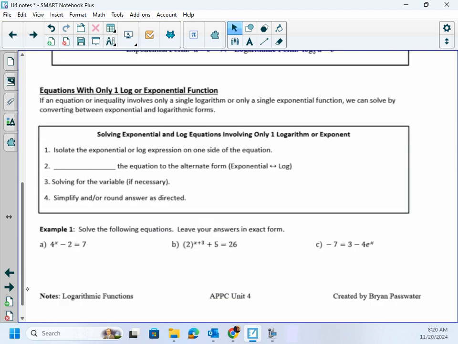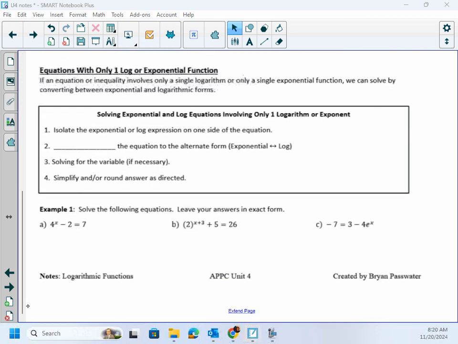Alright. So we're going to talk about solving. Today is all about solving and manipulation. The first thing we're going to talk about is solving with one logarithm or exponent. You are going to isolate that exponential term or that logarithmic term, meaning get it by itself on one side. And then you're going to change forms and then solve for the variable as necessary. Please make sure you simplify around.